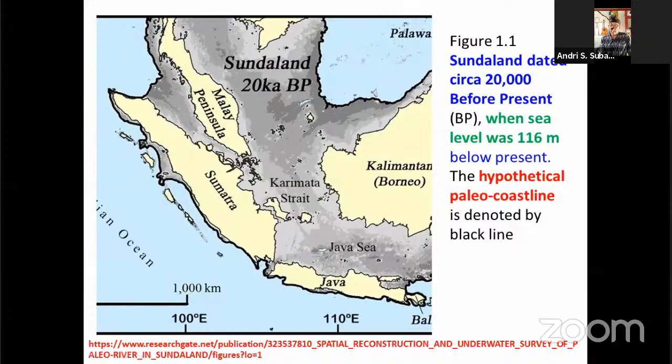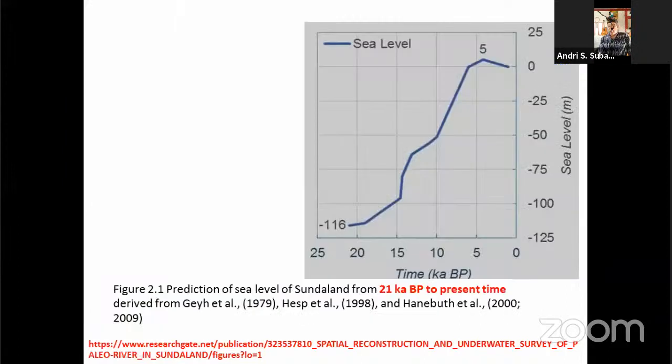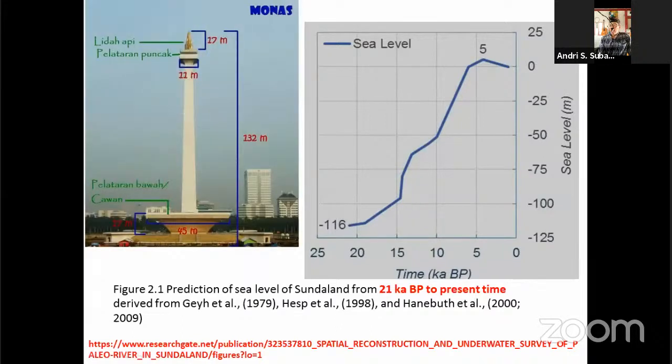Karimata Strait is a big valley here. When we compare the sea level 20 million years ago, the level is the same as the Monas, the monument in Jakarta. This is also 120 meters. It is the same as the Monas.